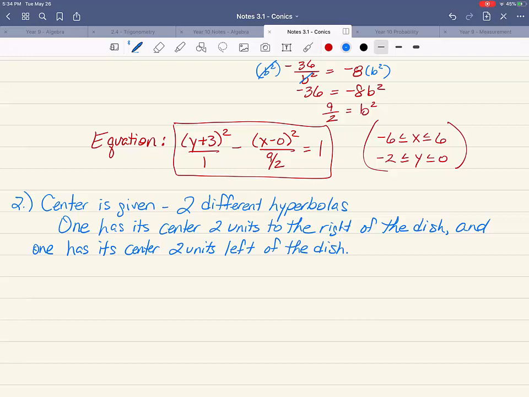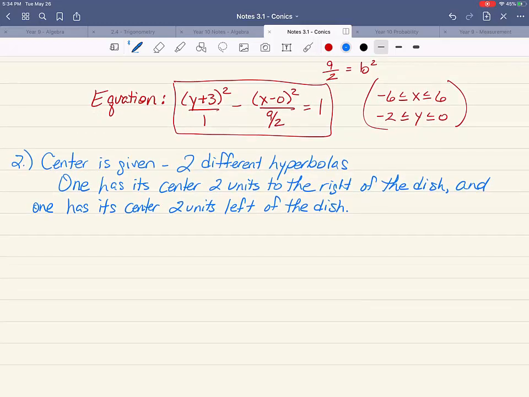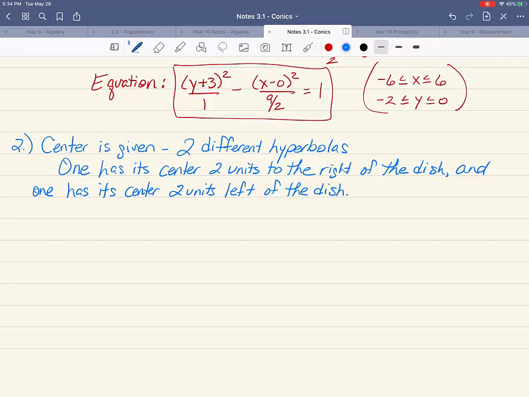So they would give you a sentence like that embedded within the problem, and they will tell you that it is two different hyperbolas. So let's picture this. Let's see what's going on here. We have our graph again.